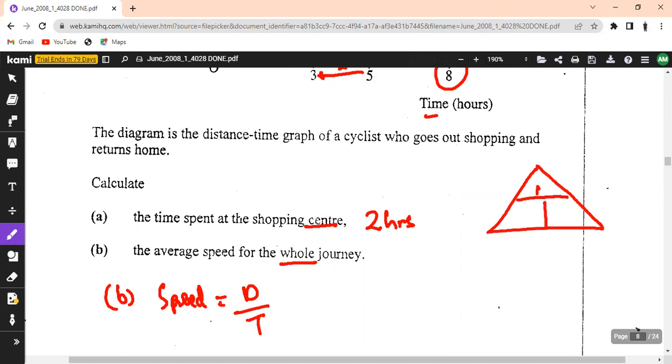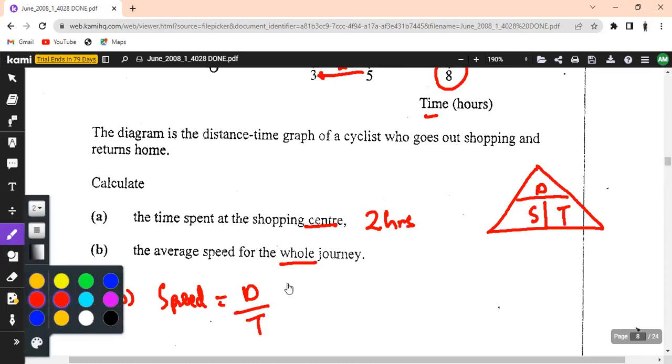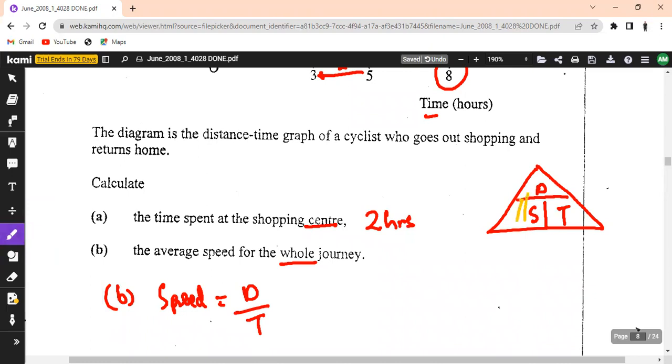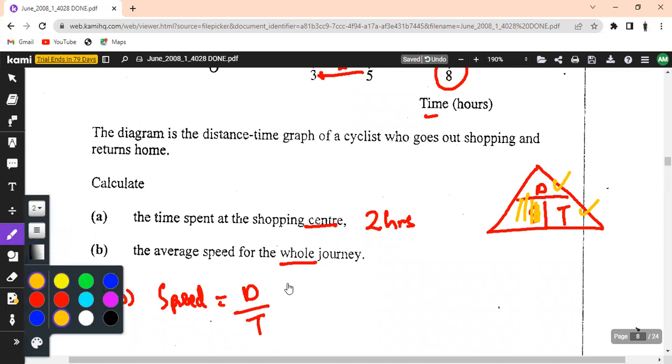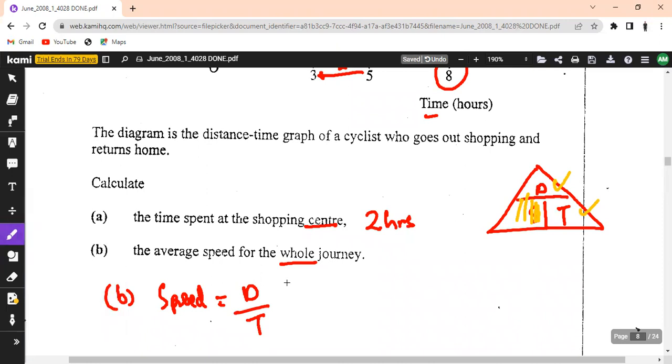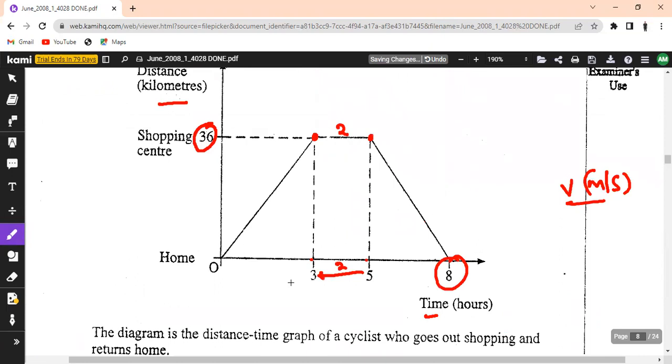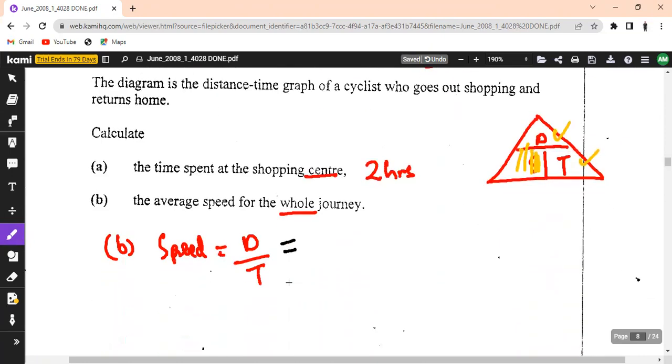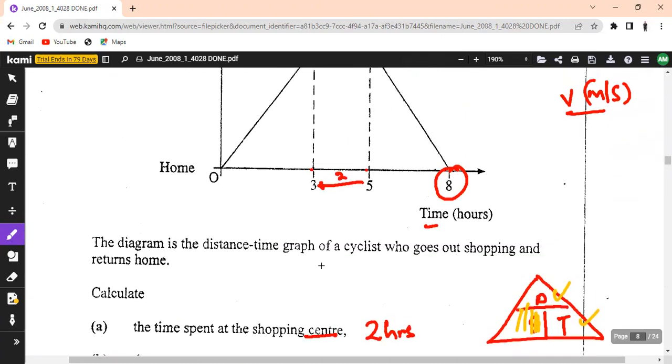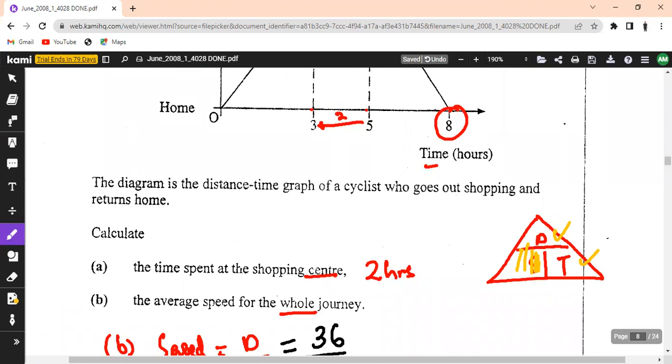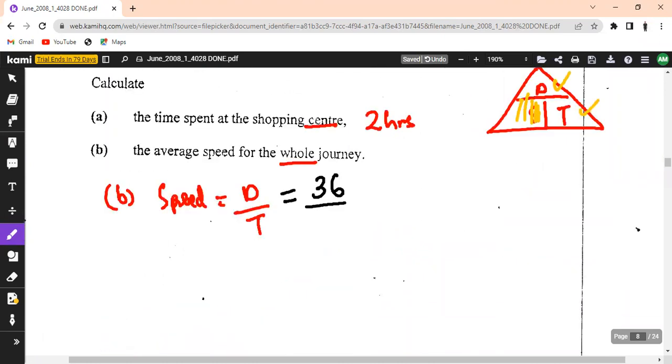If you forget this, remember to use your DST diagram. We need speed, so I'm going to cover up speed here, and I'm left with distance over time. Let's substitute our values. Our distance is the total here, which is 36. That's how you attempt this type of equation. Over the time, which is 8 hours. So you just have to reduce this until the last part.